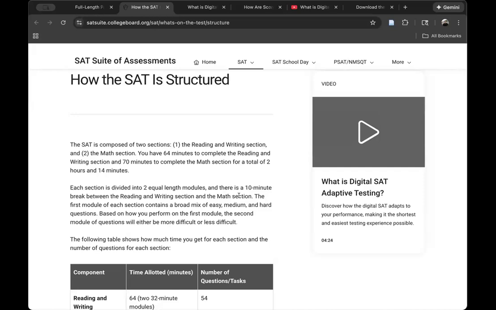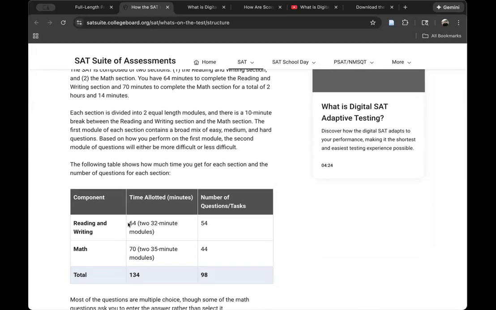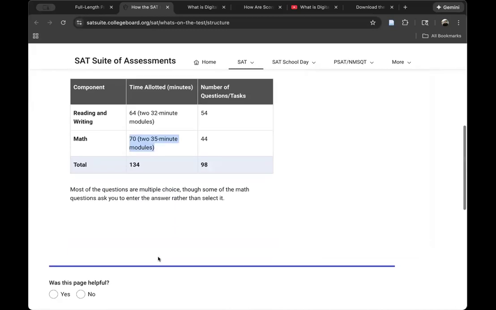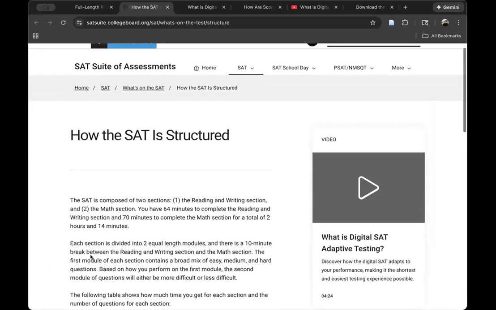I'm going to be talking about this in a little bit more detail, and I also have a video from the College Board to walk through this because I think this raises a lot of questions and anxiety for students. But let's just focus on the basics for now. So, like I said, 64 minutes for reading and writing, 70 minutes for math. Most of them are multiple choice, and some of the math requires you to physically punch in the numbers, but this is the overall breakdown.